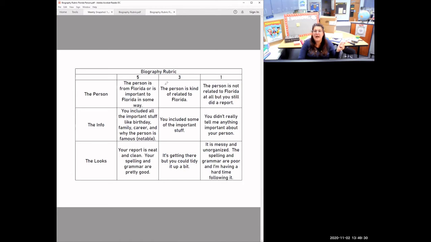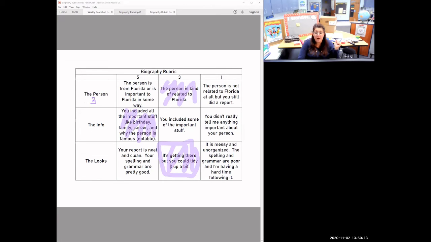So let's say that your person is kind of related to Florida. Well, then I'll highlight this box like this. And then when I get down to the info, oh, you included all of the important stuff. So I'll highlight that box like that. And then I'll say, okay, your report is getting there, but you could tidy it up a little bit. So I'll highlight that box like that. And then I'll say, okay, well, you got a 3. Oh, that's too big. I'll say that you got a 3 for the person because I highlighted the box under the 3. Or I'll say that you got a 1 if I had to highlight that one.